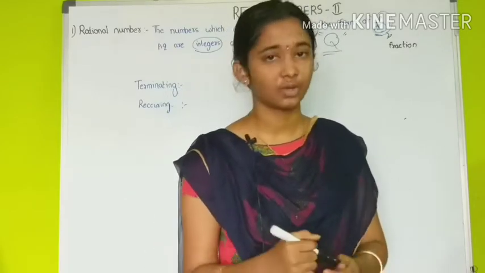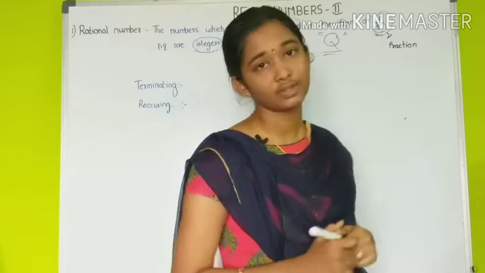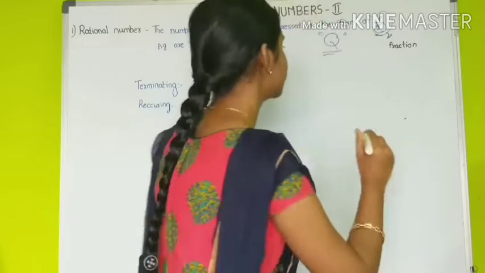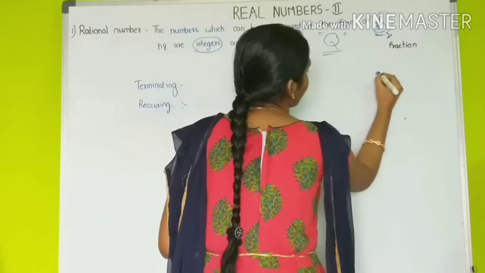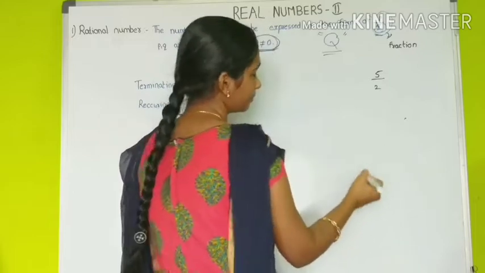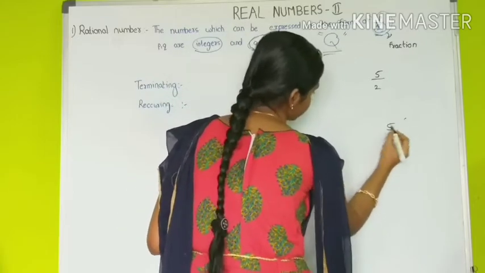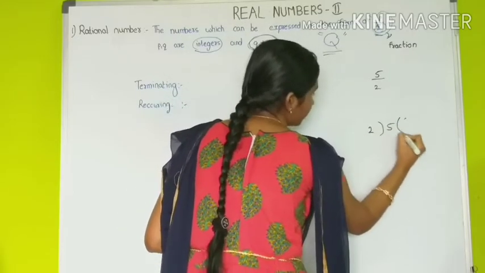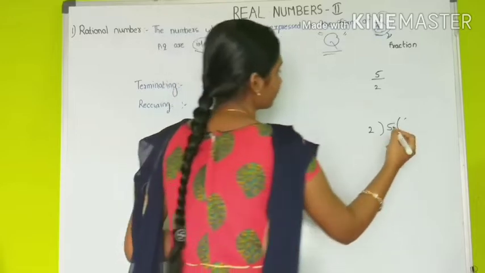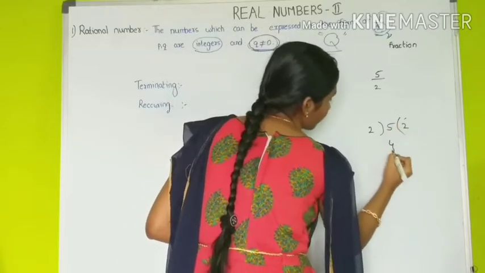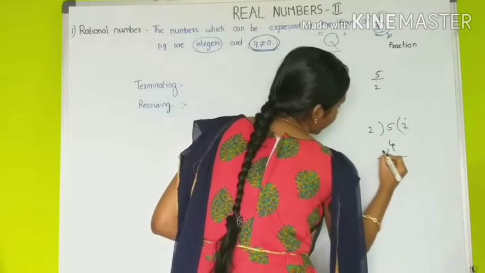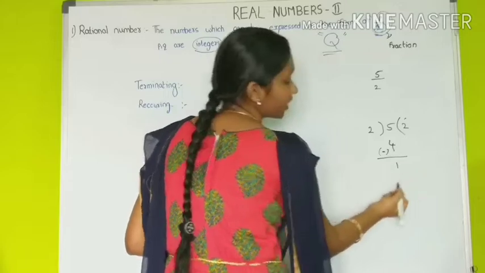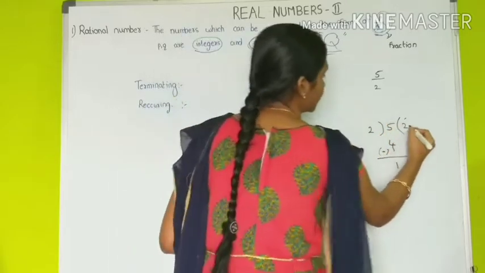Why are they decimals? Because we already know that rational numbers are always in the form of fractions. Let us take an example, 5 by 2. What is the value of 5 by 2? We divide 5 by 2. We already know that 2 2s are 4, so we write 4. And what is 5 minus 4? That is 1. And we put a decimal point after the 2.